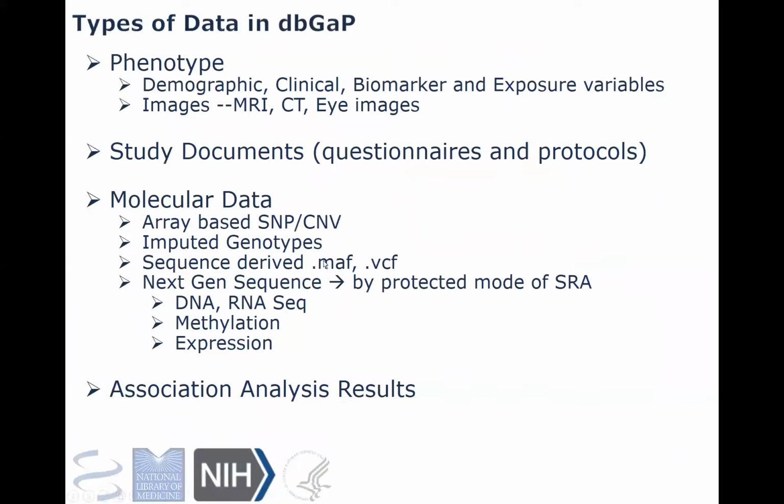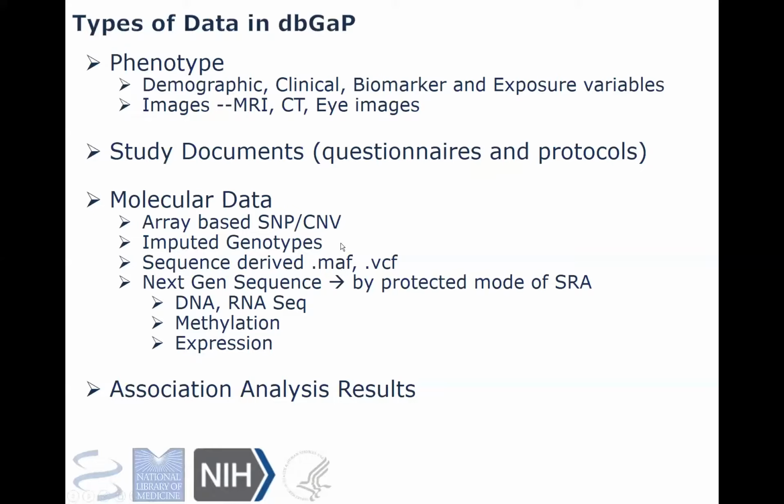And this is just a written description of that. We have phenotype data, which is demographic, clinical, biomarker, exposure variables. It would also include any images. Study documents, which would be questionnaires and protocols, data collection instruments, where they collected information on the study participants, and then molecular data, which can be essentially any kind of omics data, but originally dbGaP was focused on array-based SNP data and copy number variants.